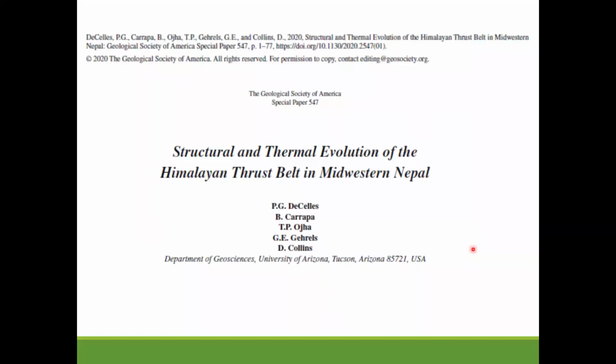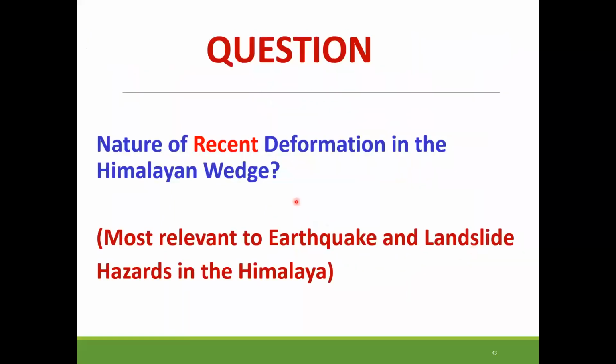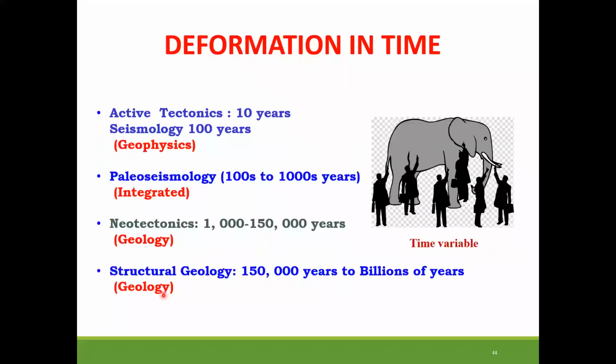So after this, the question that we need to answer is, what is the nature of recent deformation in the Himalayan wedge? This is most relevant to earthquake and landslide hazards in the Himalayas. So we need to focus on this. Here, earlier the time was constant. Now the time is variable. So in addition to spatial variation, you also have temporal variation in the deformation.